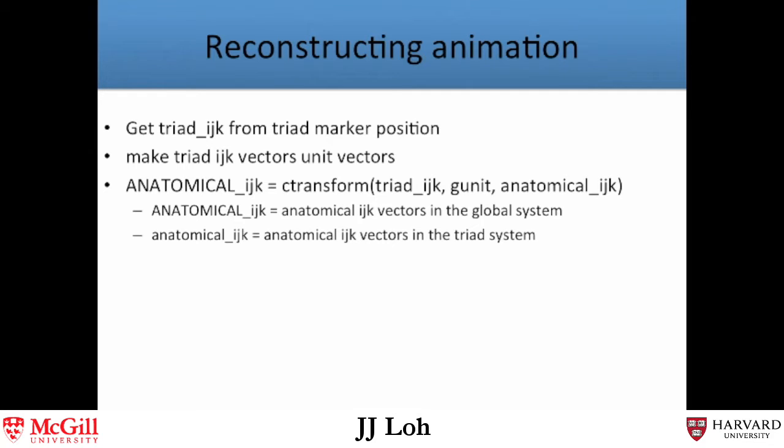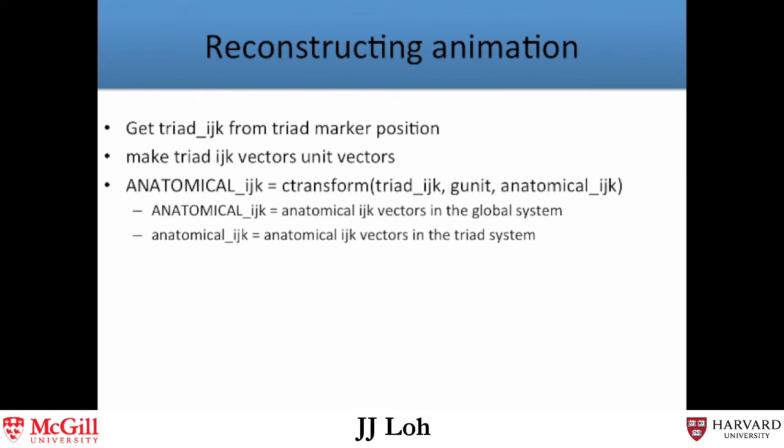So to do that, the new anatomical ijk vectors in the global system are equal to C-transform from the triad ijk vectors to [1 0 0; 0 1 0; 0 0 1]. Now this is the global system, not anything else. This is the global system. And you want to transform the anatomical ijk vectors that we had saved in the triad system.